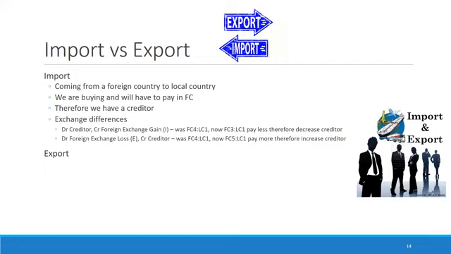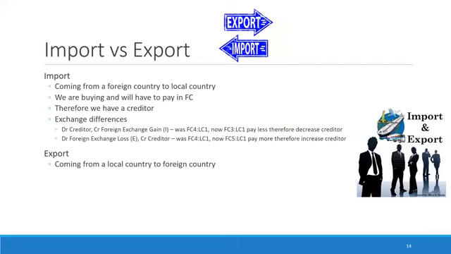An example would be, say the local currency was 4-1, and now in fact it is 5-1. So you're going to have to pay more in your local currency to actually settle your creditor, your supplier. So you have to pay them more, and therefore you'll have to increase the creditor itself.